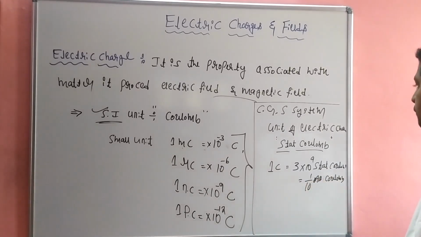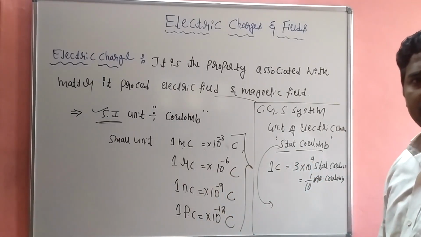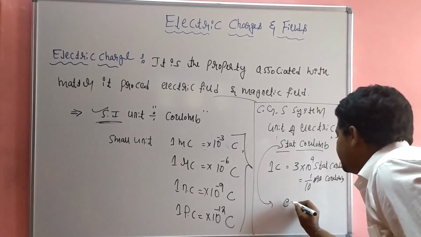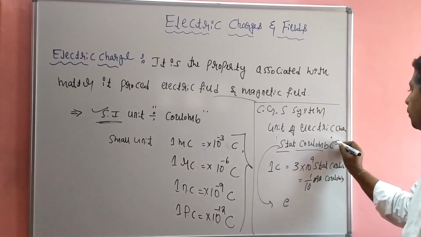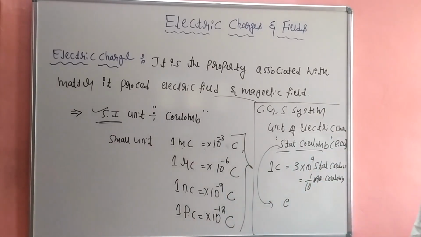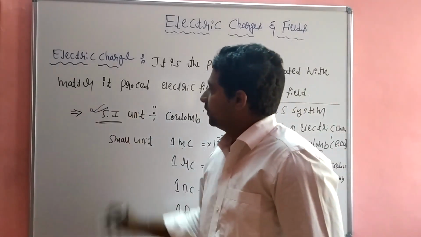1 stat coulomb. So what is the another name? The another name of stat coulomb is called electrostatic unit, electrostatic unit of electric charge. Okay, so this is what in CGS system.